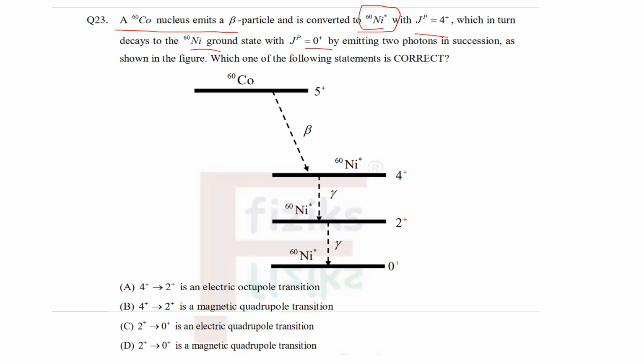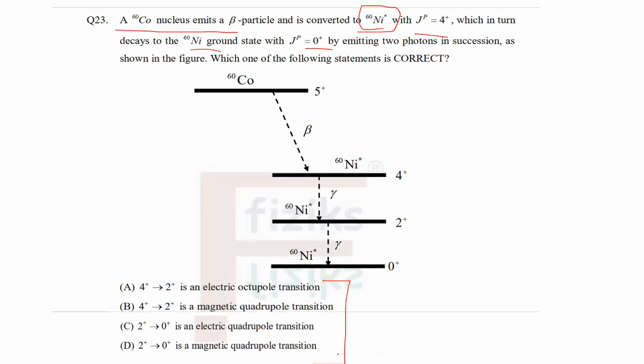So it is saying some beta decay process is going on, and the cobalt nucleus is converted into nickel, and then nickel is in an excited state, so it is now coming back to the ground state by emitting 2 photons. So you need to find out which one of the following options is correct.